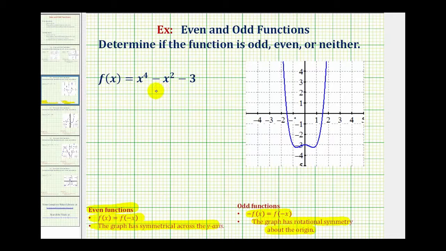So here's the graph of f of x equals x to the fourth minus x squared minus 3. Right away, we should be able to recognize that if we were to fold this graph across the y-axis, or this line here, the two halves would match up perfectly, and therefore this has symmetry across the y-axis, and therefore this function is even.